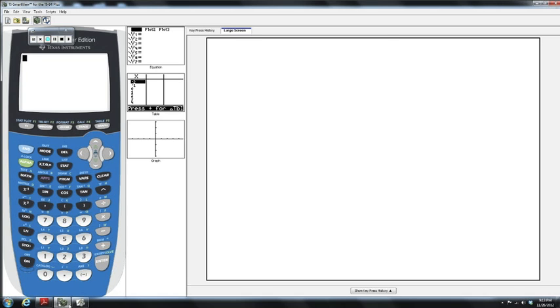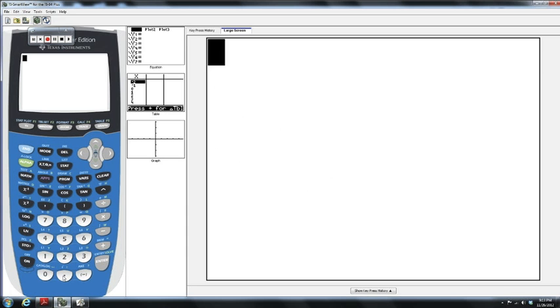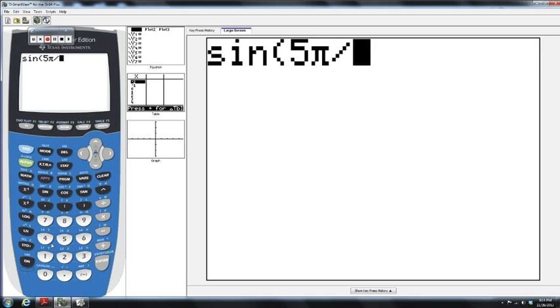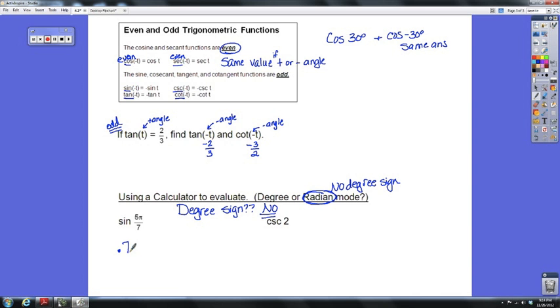And let's see what we're going to do here. We're going to do sine of 5 pi divided by 7. So all we're going to do is calculate that. Sine of 5 pi divided by 7. And let's do 4 decimal places. So 0.7818.